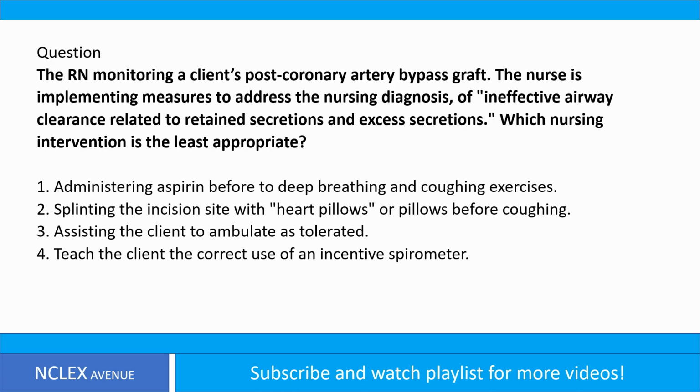Question. The nurse is assessing a client post coronary artery bypass graft. The nurse is implementing measures to address the nursing diagnosis of ineffective airway clearance related to retained secretions and excess secretions. Which nursing intervention is the least appropriate? 1. Administering aspirin prior to deep breathing and coughing exercises.